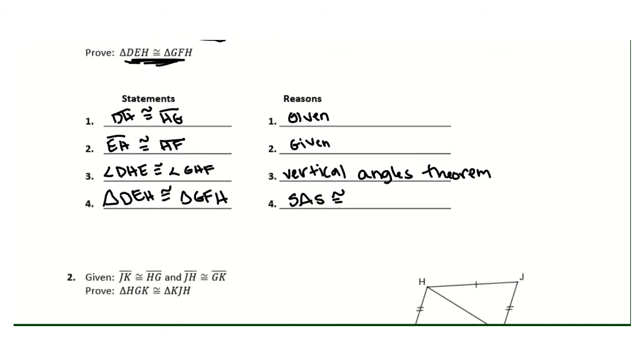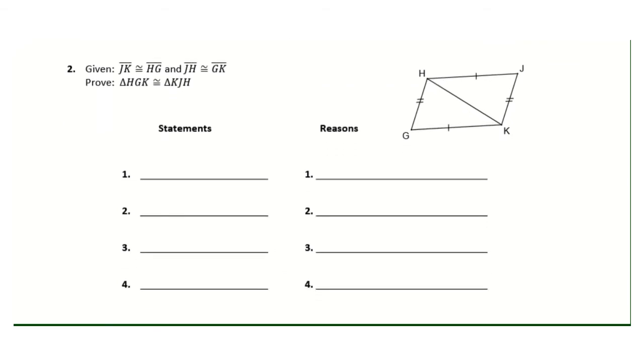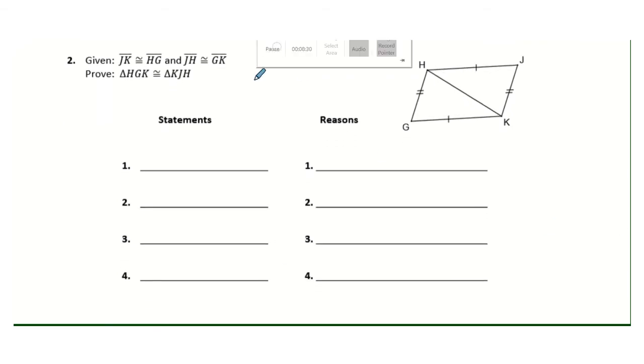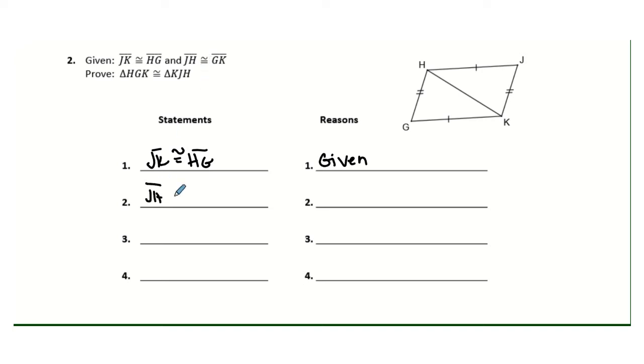Let's try another one. Again, we're going to start with our given information. So they tell us that line segment JK is congruent to line segment HG. So JK is congruent to HG, and we can see that they've added the hash marks there. And that's given. They also give me the statement line segment JH is congruent to line segment GK.